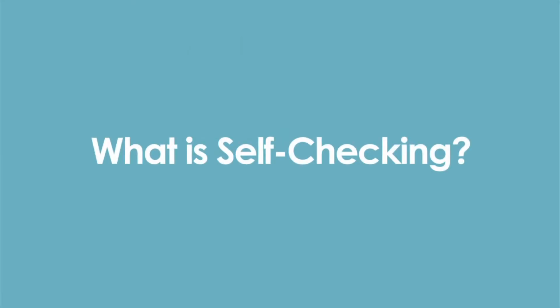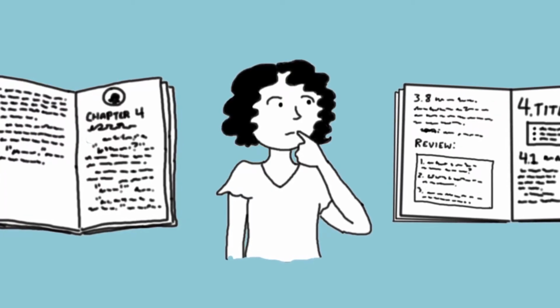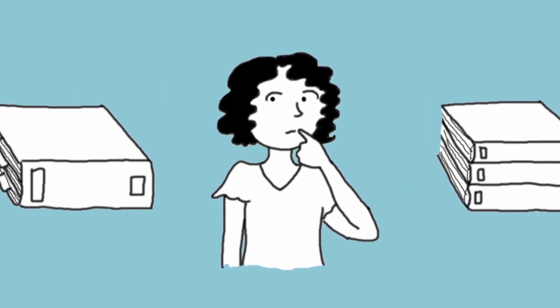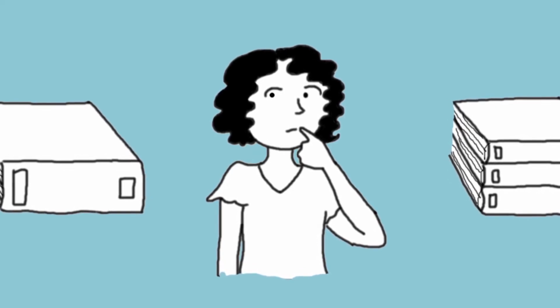What is self-checking? Self-checking occurs either during an academic task or after an academic task has been completed. Students must carefully review and check their assignments, keeping in mind the common errors they often make. Students' ability to check their work is crucial for many academic tasks. From simple checking, such as reviewing answers on a test or rubrics for assignments, to more complex checking, such as determining the credibility of a source for a research project, students constantly need to review their work.